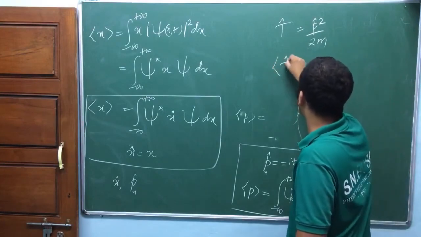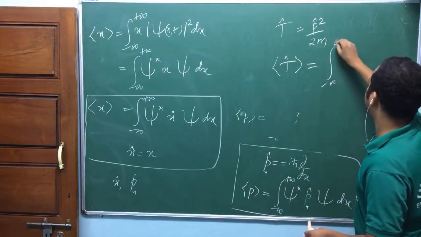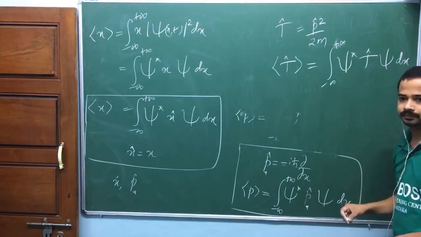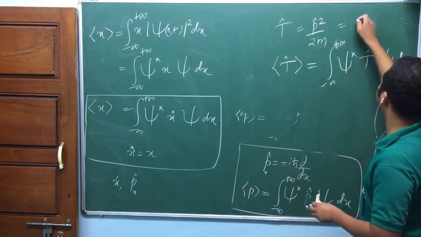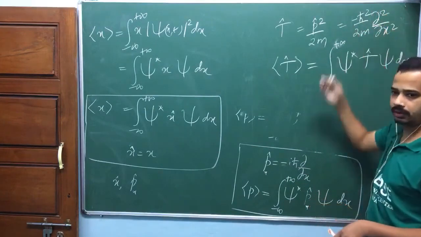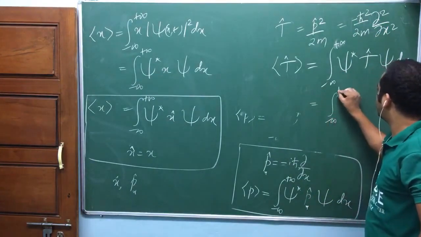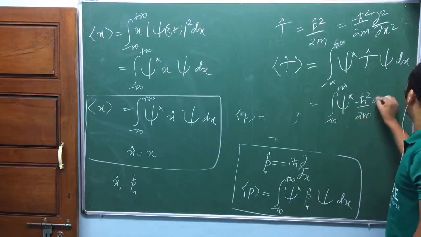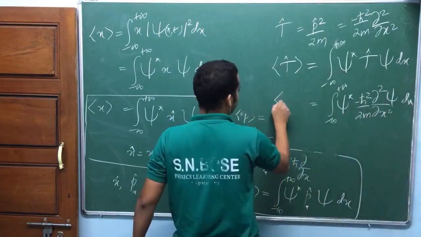Now, if you need expectation of t cap, then I just copy the same method. Minus infinity to plus infinity, psi star into t cap psi dx, where t cap is p cap square by 2m. P cap operator is operated twice, so this will be minus h bar square by 2m into dou square by dou x square. We have seen this earlier when I defined the Hamiltonian. So you should do like this: minus infinity to plus infinity, psi star into minus h bar square by 2m, dou square by dou x square of psi dx. This is expectation t cap.